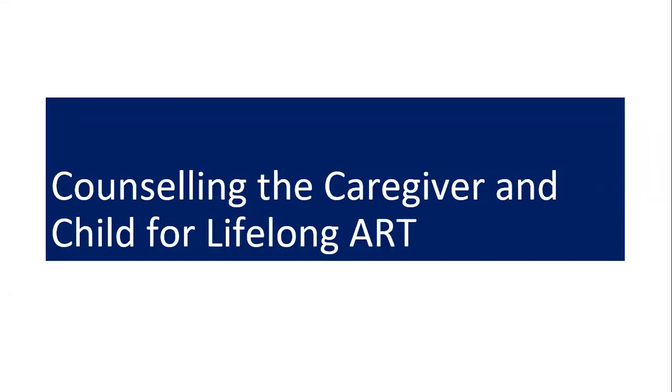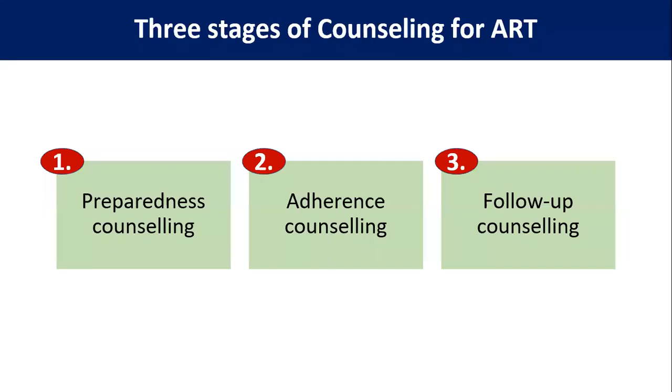So once you are counseling the child, the parent or caregiver is also very, very important, because here we are talking of ART not for 1 month, 2 months, 3 months, but we are talking about ART for lifelong. So preparedness counseling is the one where you have to prepare the family that this is a disease. The next step is adherence counseling, because we are starting the treatment, and once you start the treatment, next comes the follow-up, and with follow-up comes counseling. Next.